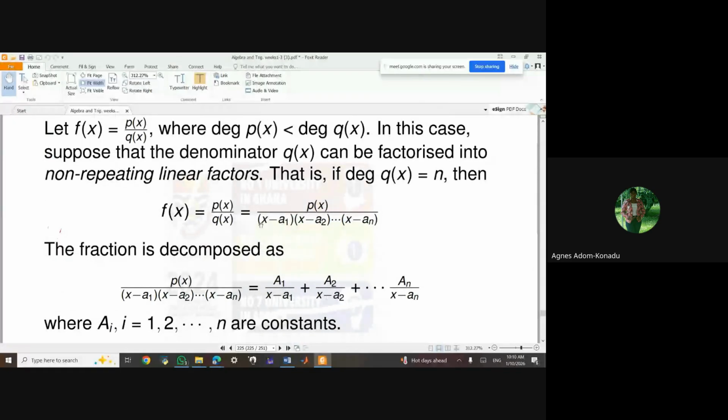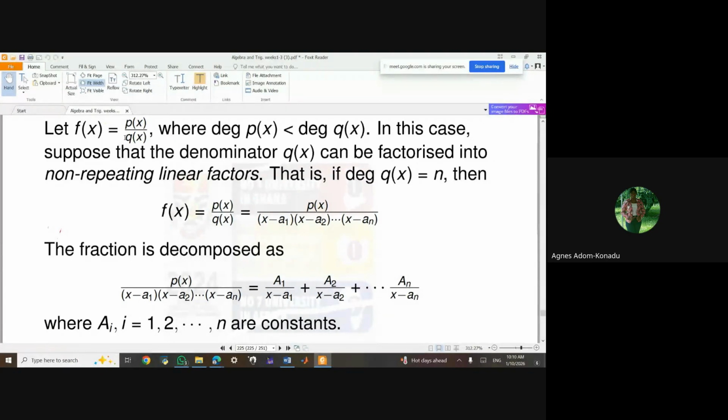So if I decompose this, the first thing you have to look at when you are given a rational function to decompose is to make sure that the degree of the top is less than the degree of the denominator. That is the first thing. Then the next one is the factors.